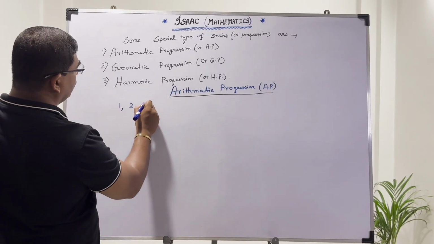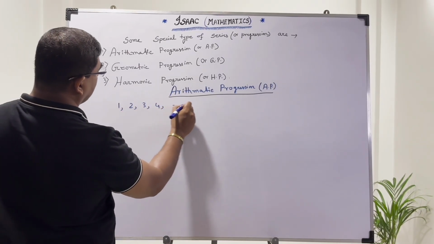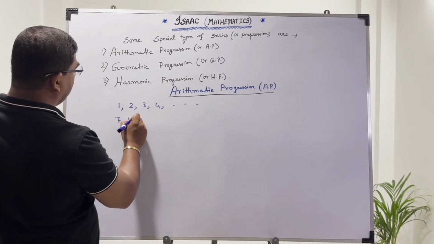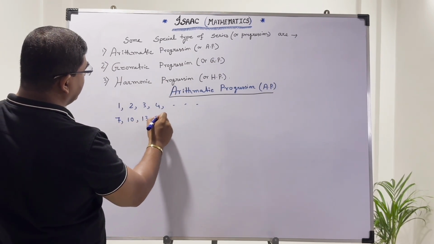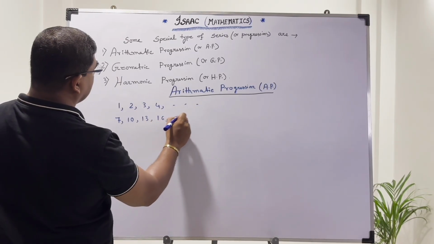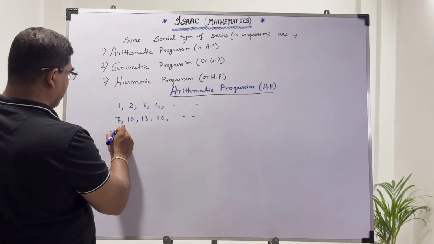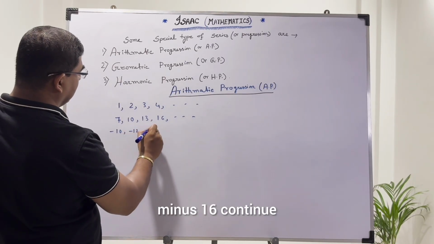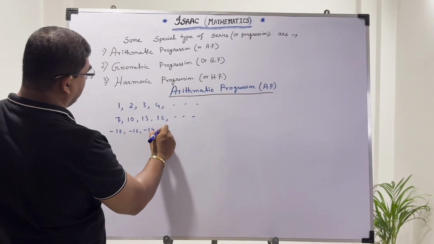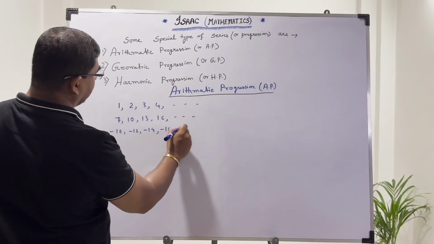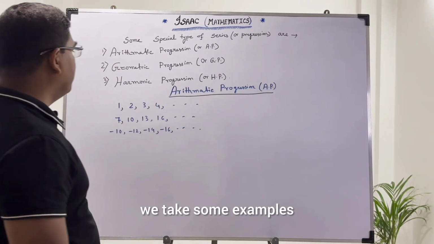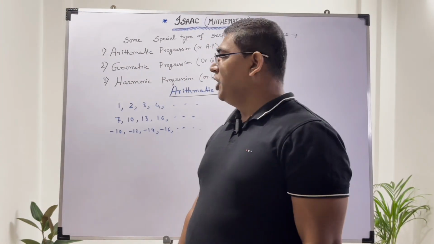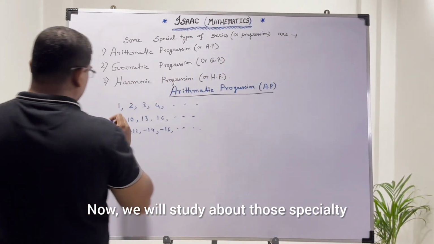1, 2, 3, 4, continue. 7, 10, 13, 16, continue. Minus 10, minus 12, minus 14, minus 16, continue. Now we take some examples. What are the speciality of these examples? Now we will study about those speciality.